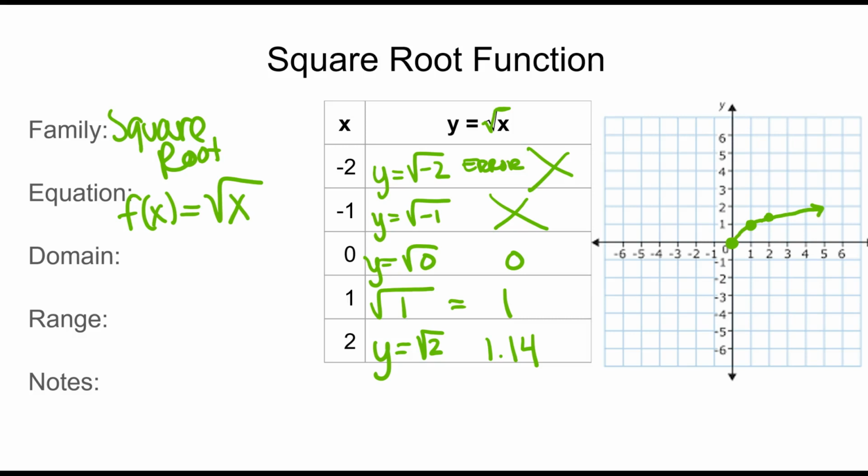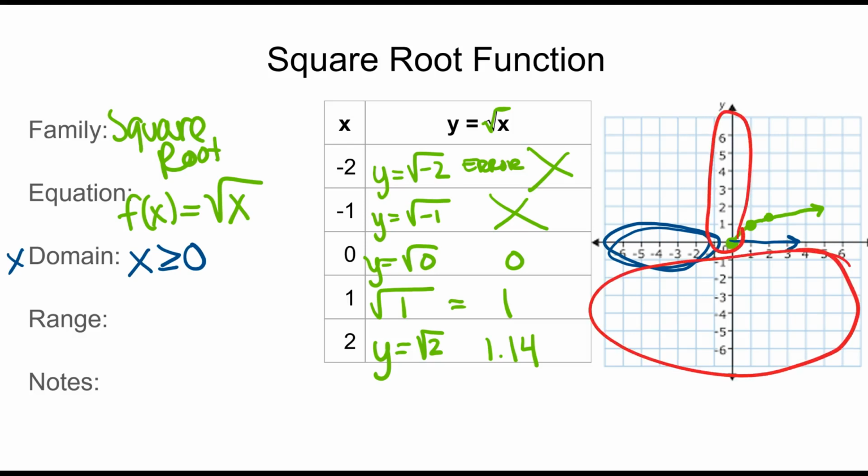All right, let's look at our domain, our x values. Well, we're fine in this direction, but we've got nothing over here. So x has to be greater than or equal to 0. Let's look at our range. We're fine up here, but we've got nothing down there. So we have y has to be greater than or equal to 0.